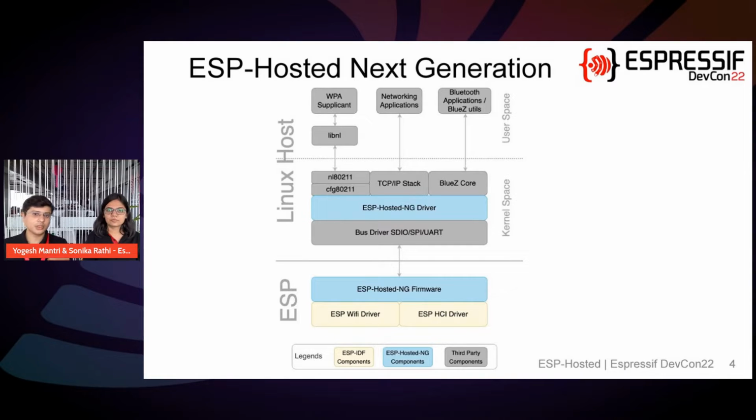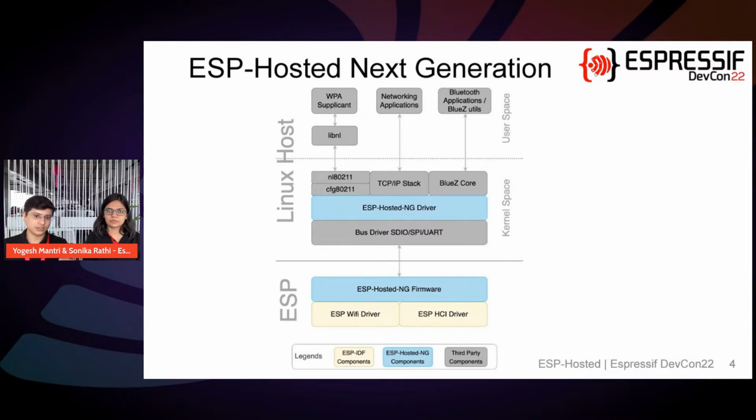Now let us stop here. This vertical line, we are seeing that WPS applicant, libnl, and so on and so forth till CFG 802.11. These are all grayed or gray color. These components are used as is. We are not changing anything out of it.